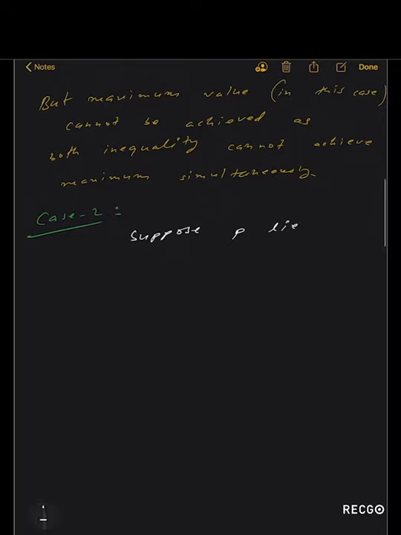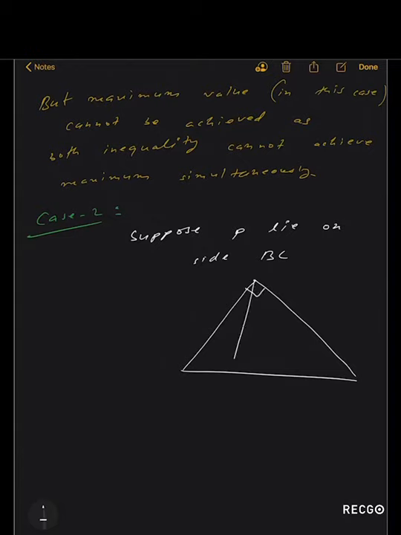Now let us say that the point P lies on the side BC, and I am assuming this as case 2. Now let us first draw the diagram. As you can see here, I am drawing this right angle triangle, and I am just choosing any point on the side BC.